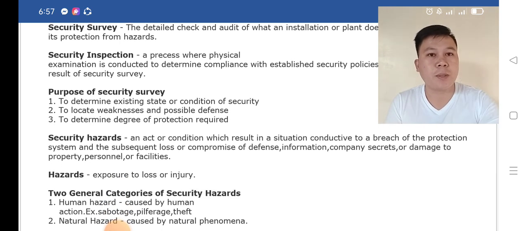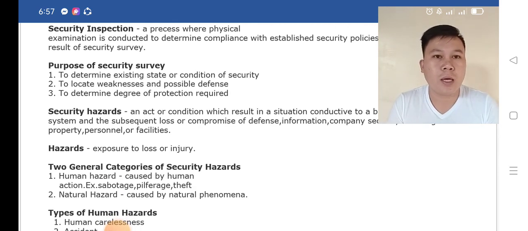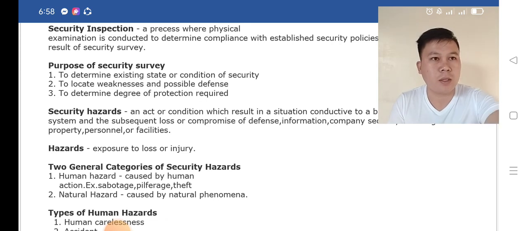Okay, exposure to loss or injury. So, yan ang hazard. So, two general categories of security hazards. Meron tayong human hazard at saka natural hazard. Diba? Caused by human. Example is sabotage, pilferage, theft. So, natural hazard naman is caused by natural phenomenon, which is halimbawa ng ating mga disasters, typhoons.